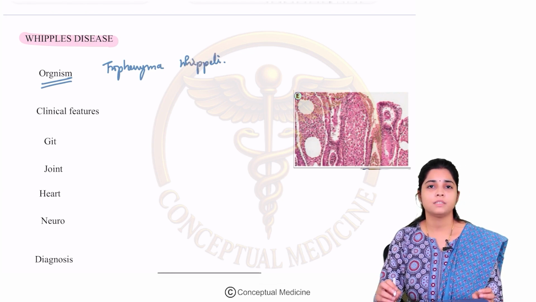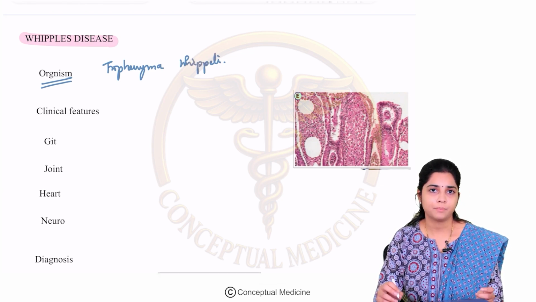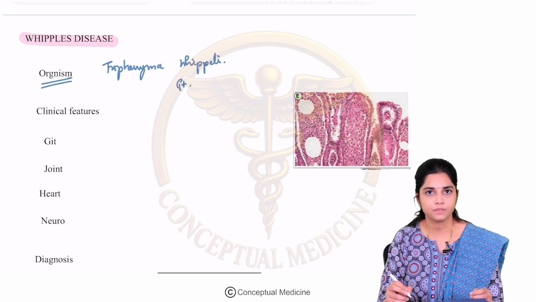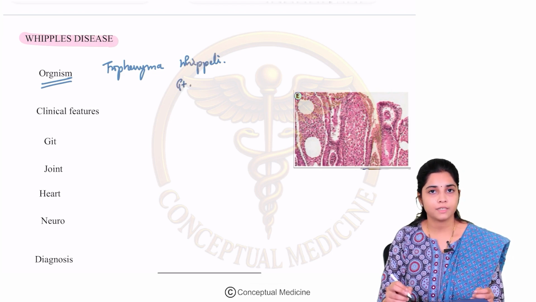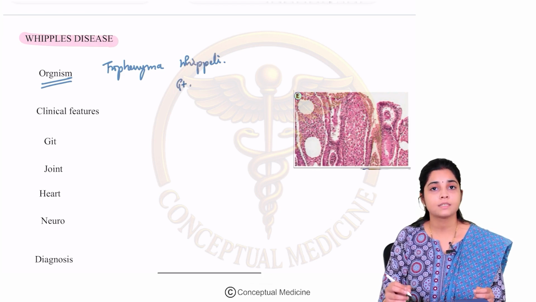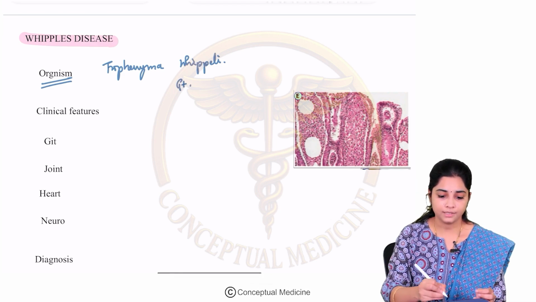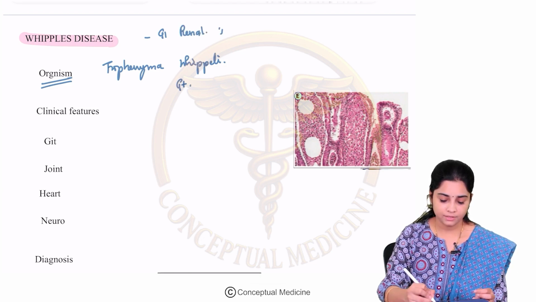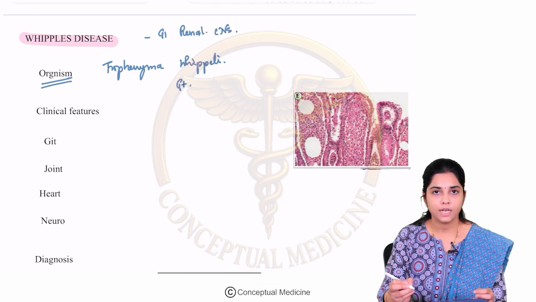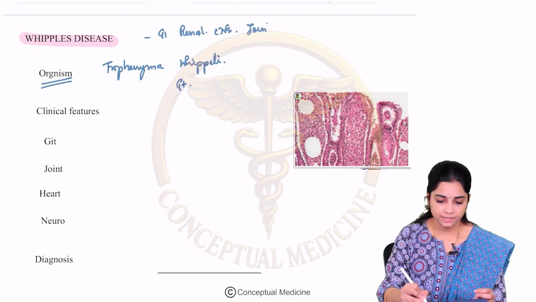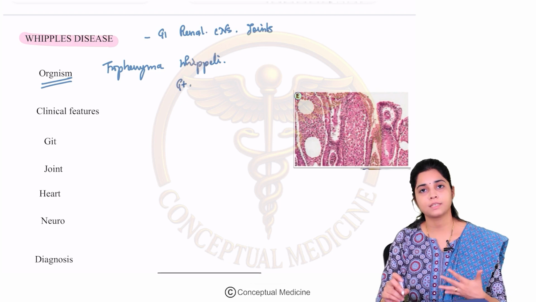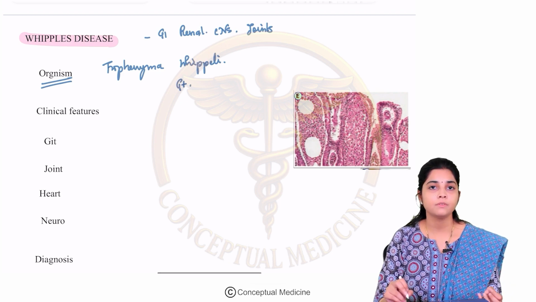So this is caused by the organism Tropheryma whipplei. This is a gram-positive organism which basically affects the GI tract, but it is a multi-system disorder. It can affect the GI tract, the kidneys, the nervous system, and the joints as well. So why are we studying it here? Because we are going to understand the GI manifestations of Whipple's disease.